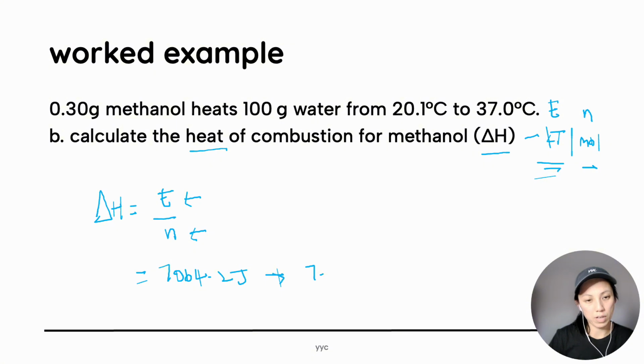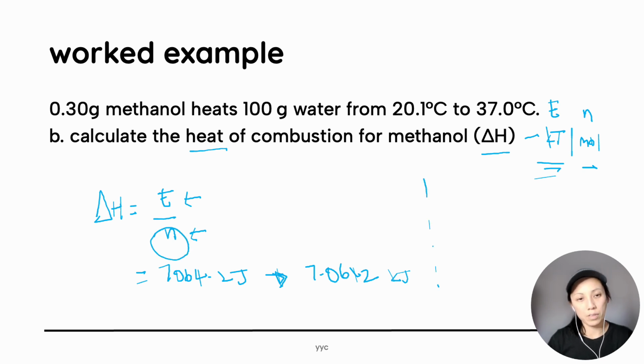So let's just draw an arrow. Oh, God, this pen is horrendous. So that's how many kilojoules. Now, we need to figure out the number of mole, right? The value that we have is 0.3 grams of methanol. We need to use that value and then convert that into mole first.